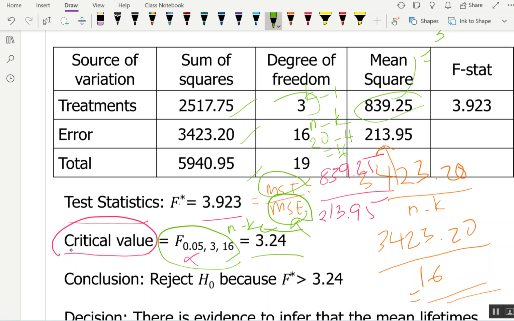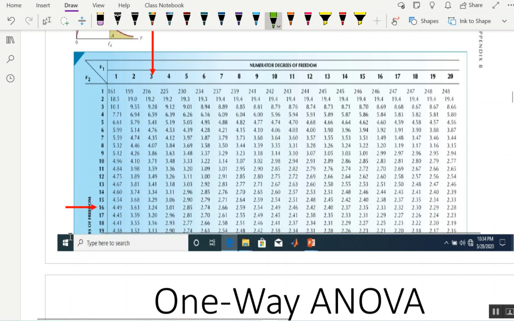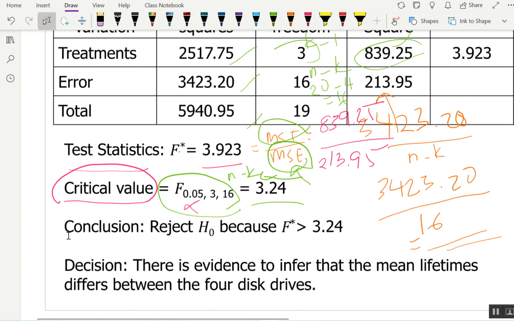The thing here that I want to explain to you is how you get this 3.24. Now we look into this table in this slide. Look here, we have this V1 and V2, numerator and denominator. What is your numerator? Your numerator just now is 3, am I right? And then for the denominator, we go down here to 16. And what do you get here? This is the value that we need to read, which is 3.24, the one that we get from the table.